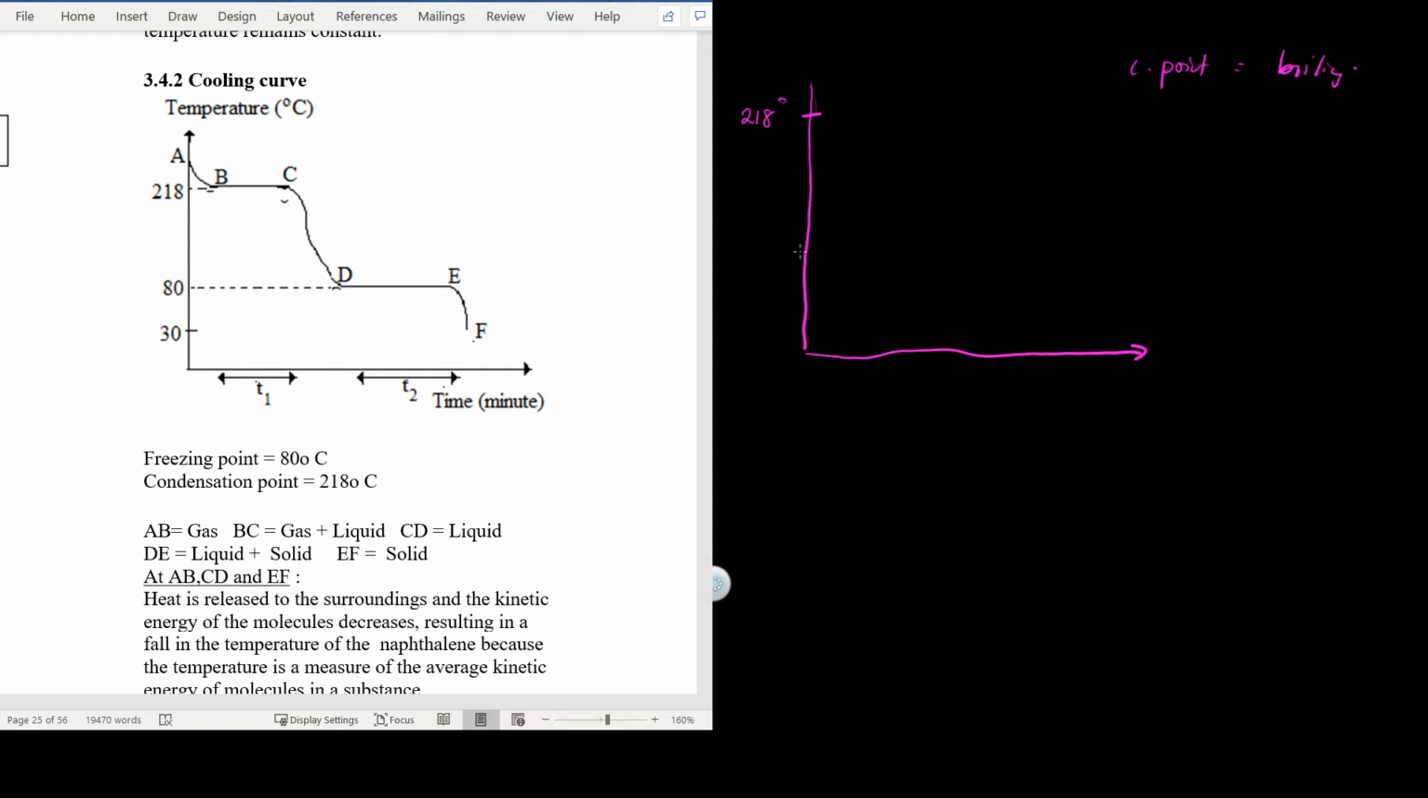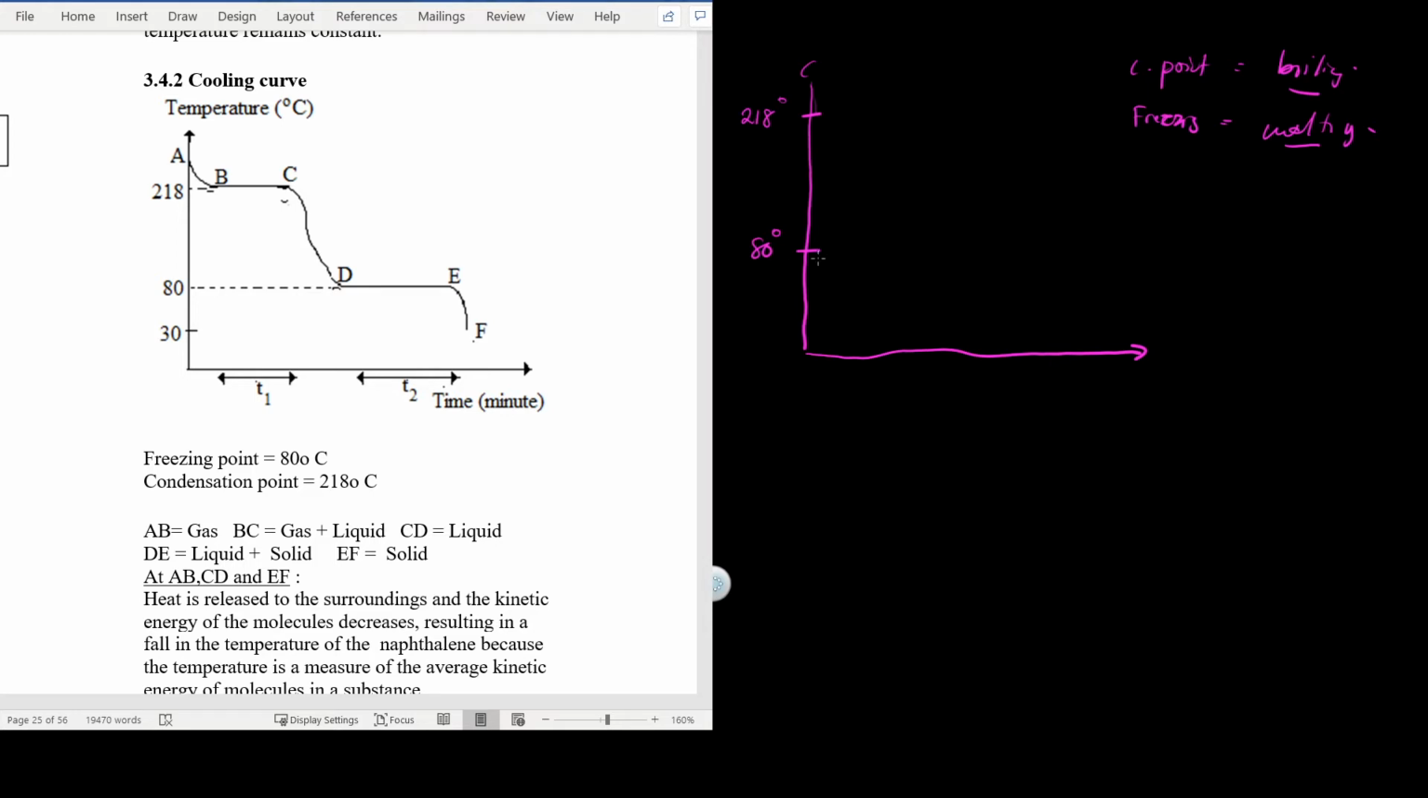And then we have 80 degrees Celsius. So 80 degrees is the freezing point, where the substance starts to change from liquid to solid. It should be equal to the term we used before: freezing is the reverse of solid to liquid, which is the melting point. So freezing equals the melting point, and the condensation point equals the boiling point. Normally we just use these two terms, either boiling or melting point.